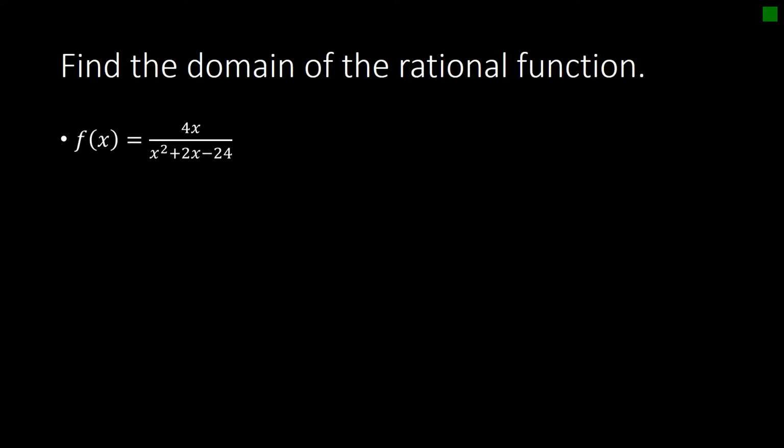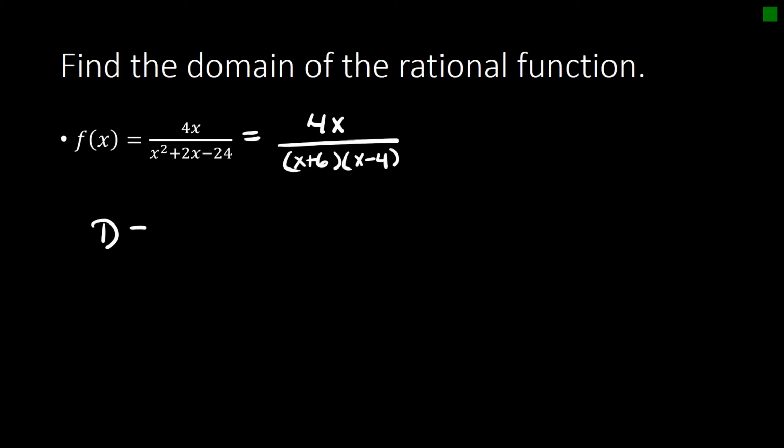So, for example, if we have the rational function f of x equals 4x divided by x squared plus 2x minus 24, we want to get this in its simplest form. So let's factor the denominator. It factors to x plus 6 times x minus 4. So negative 6 and positive 4 will produce a 0 in the denominator.